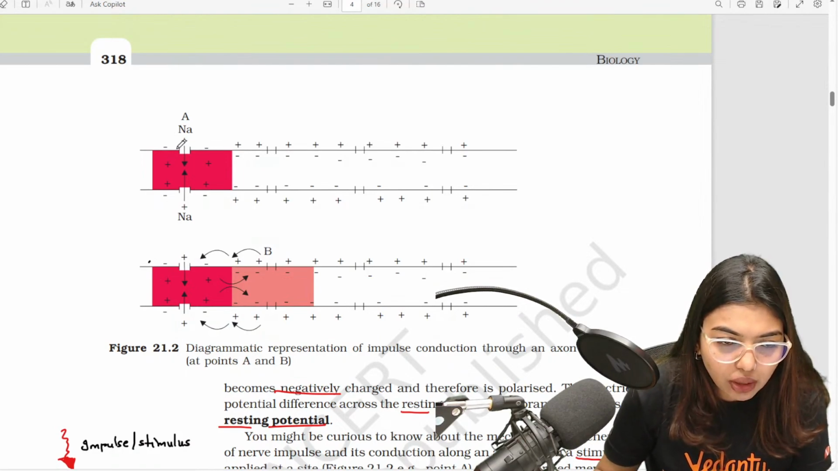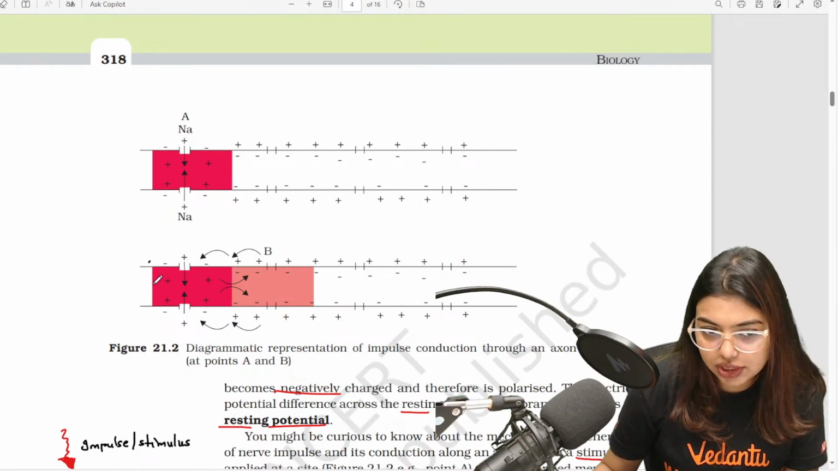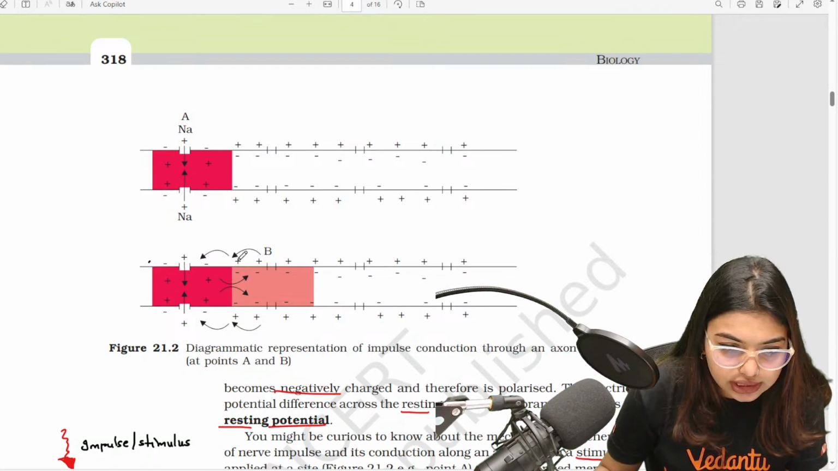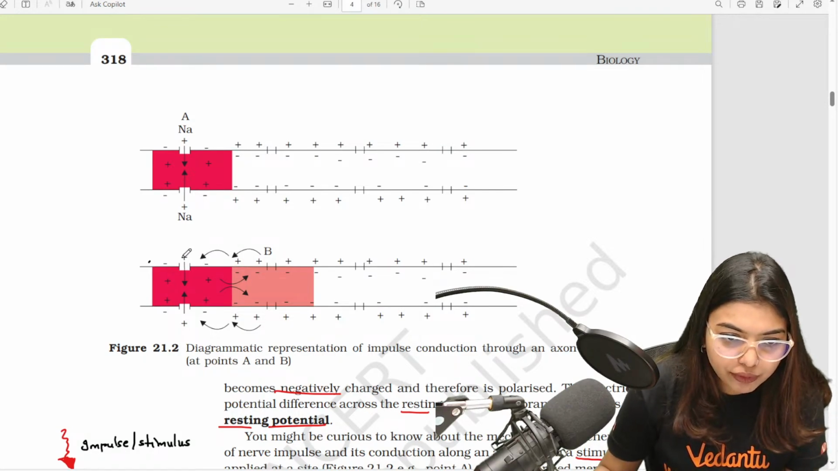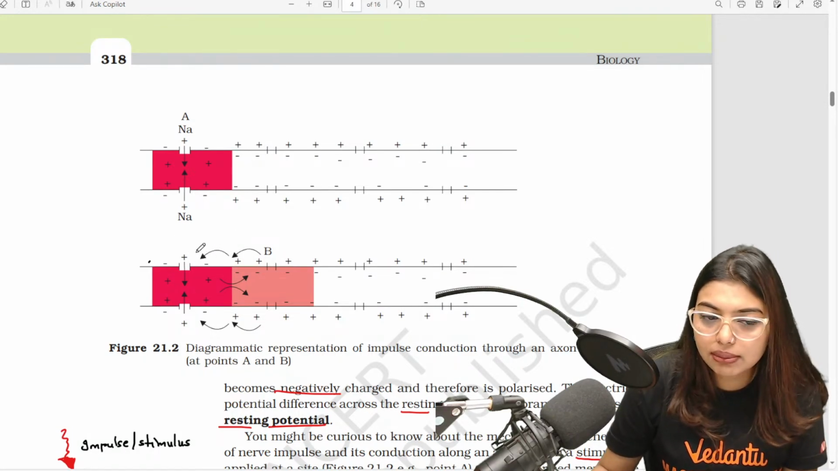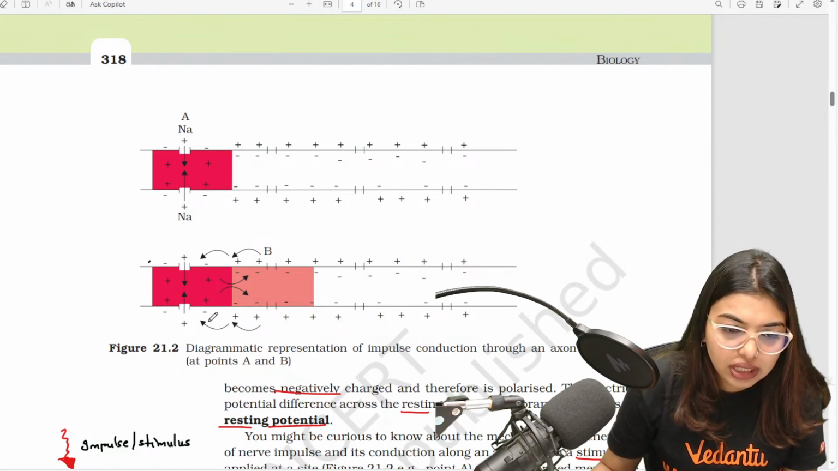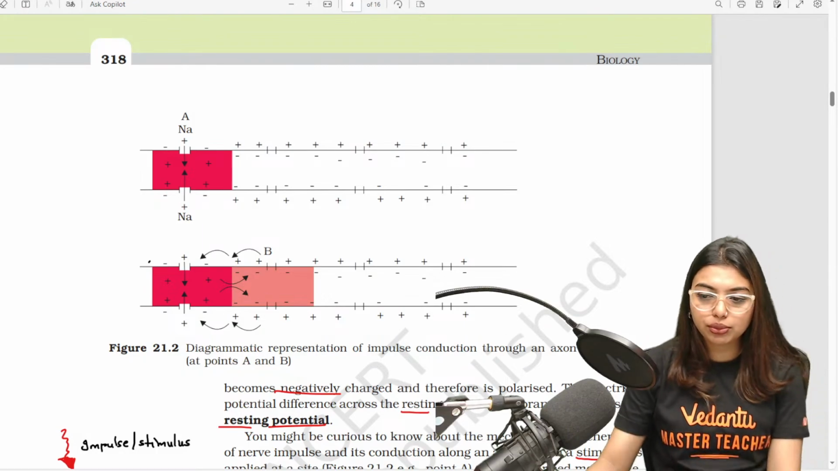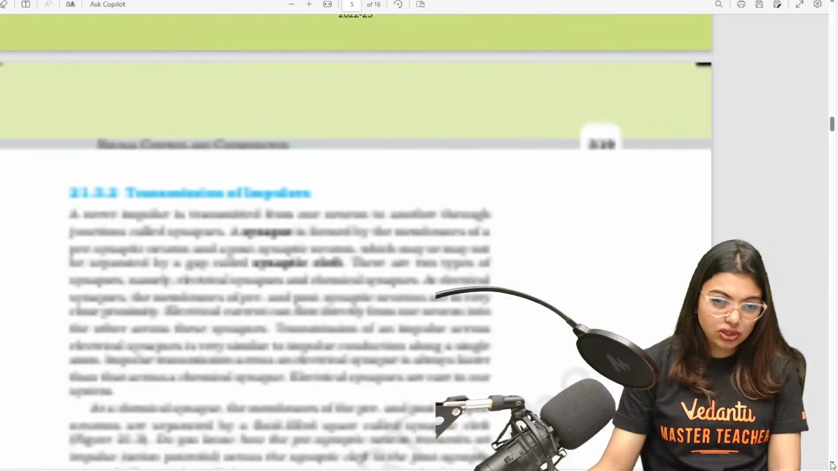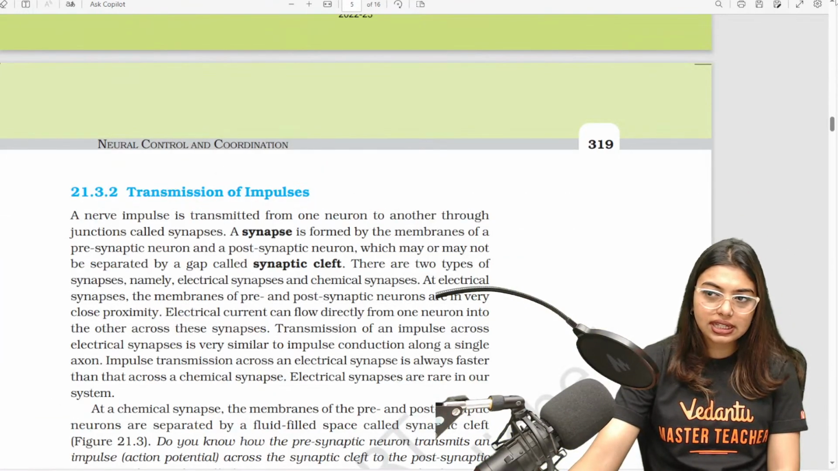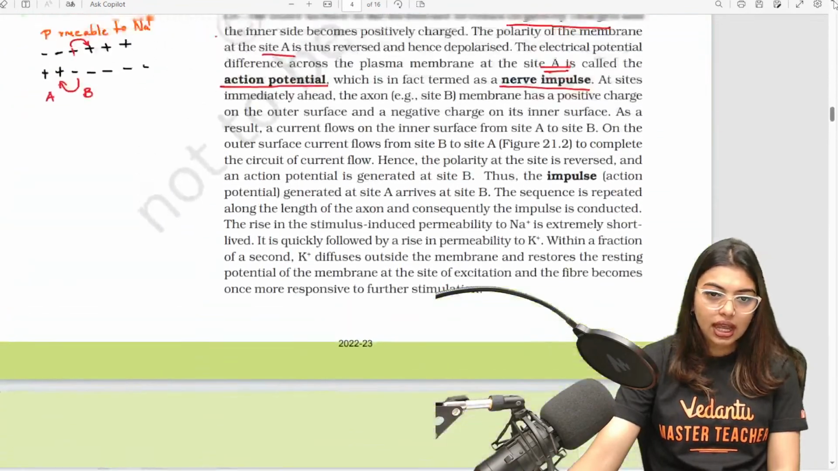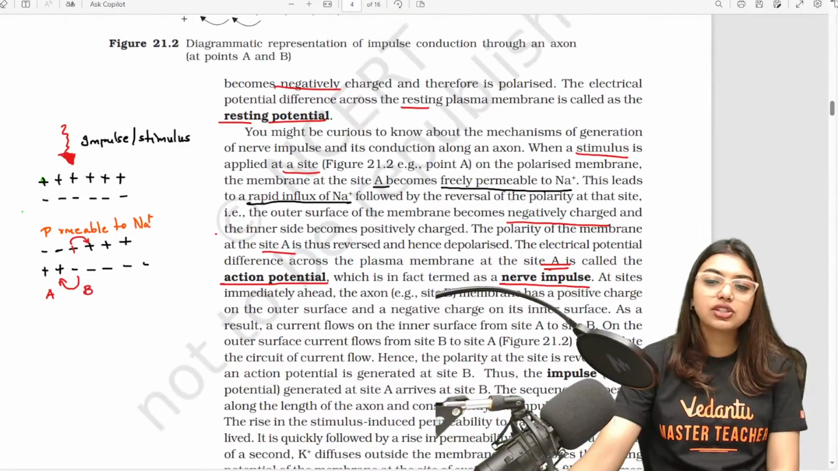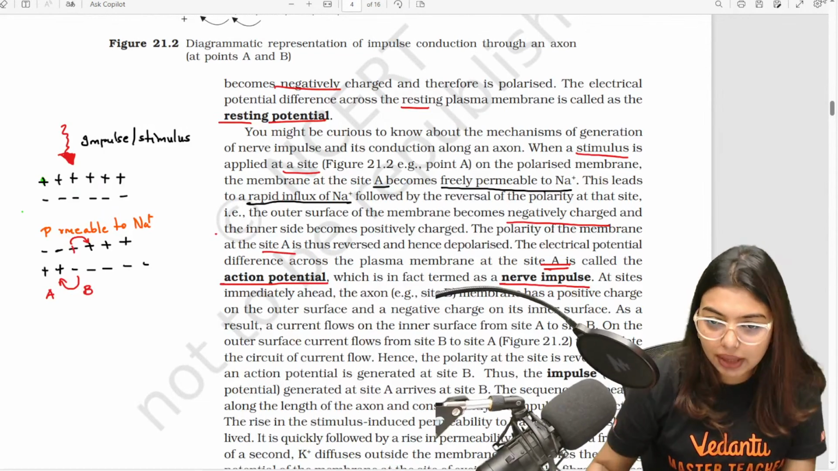You will notice, first, outside negative sign has come, inside positive sign has come. Slowly, you will start noticing that this positive sign is moving forward. So outside the membrane, it is going to move forward, and inside the membrane, it is going to move backwards. Students, only the first time when you learn, this is going to be difficult. The second time, it will be very easy. And if you want a proper lecture of this, you can check Neural Control and Coordination by Gopika ma'am.